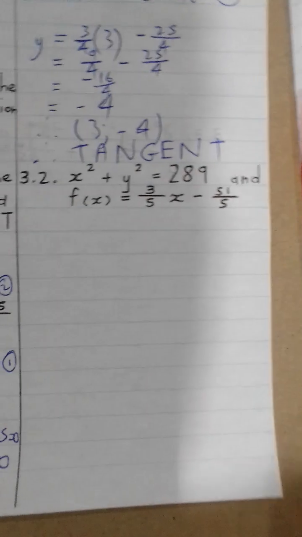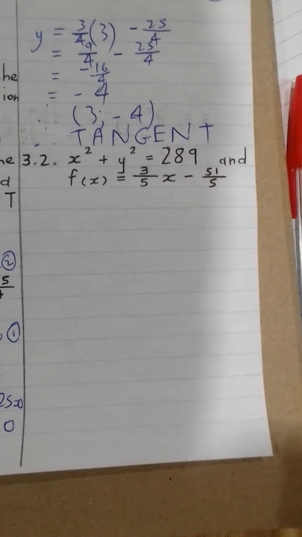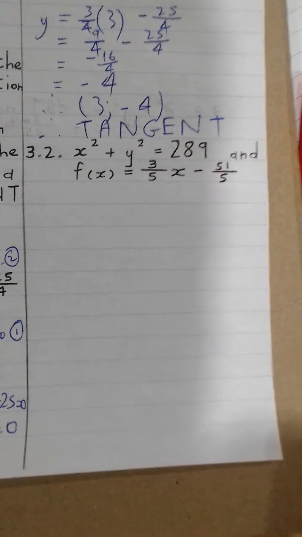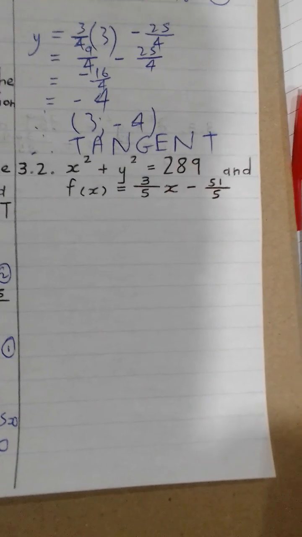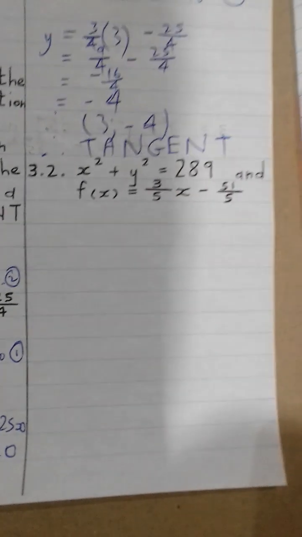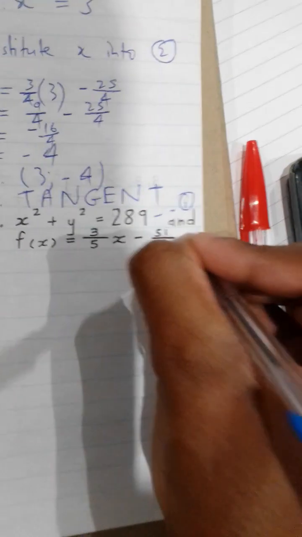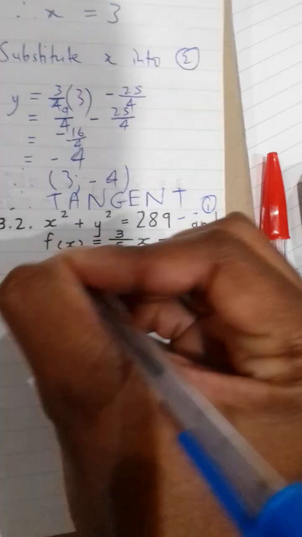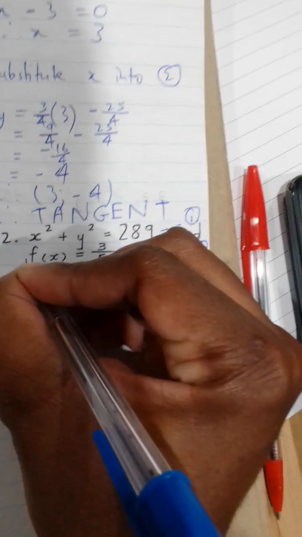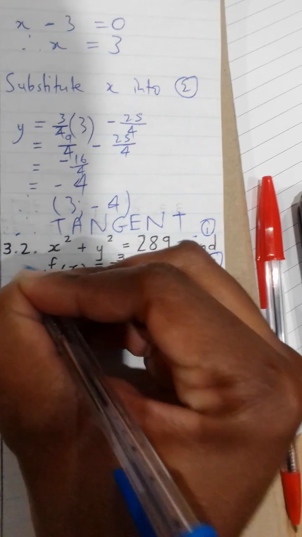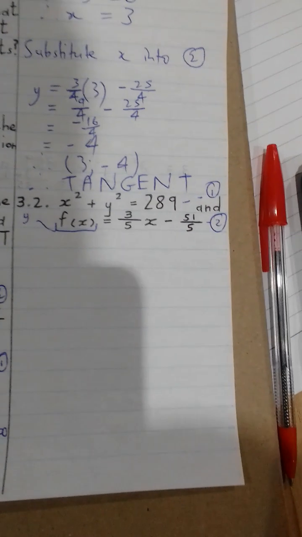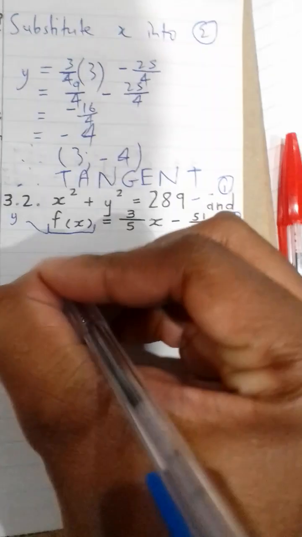Right, 3.2 we have x squared plus y squared is equal to 289, and f of x is equal to 3 over 5x minus 51 over 5. Once again, this is equation number 1, and this is equation number 2. And you know that this is simply y. Okay, so we substitute equation number 2 into equation number 1.